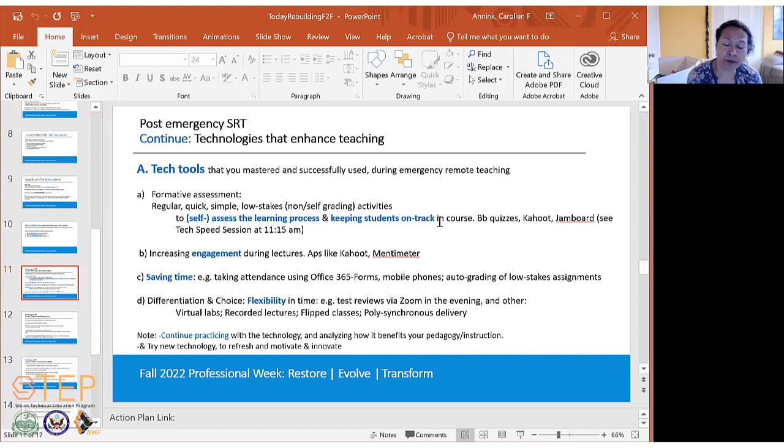What we've also learned from the emergency remote teaching is it provides flexibility. Because we've learned to use Zoom, we've had to use other kinds of ways to connect with students, you have learned that there are different ways that you can ask students to learn and to show their learning. Virtual labs, flipped classrooms, recorded lectures, Zoom sessions in the evening. So there are multiple ways that you can make use of technological tools to give more flexibility to students and more choice.